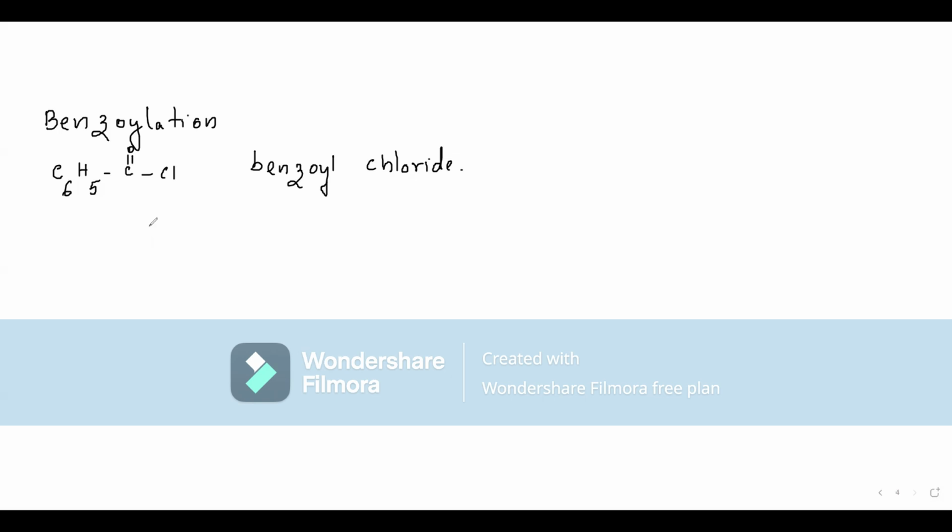So let's try this reaction out. Let me use a primary amine, CH3NH2, methanamine, once again treated with Cl, CO and the benzene ring C6H5. As I told you earlier, straight away remove that HCl.